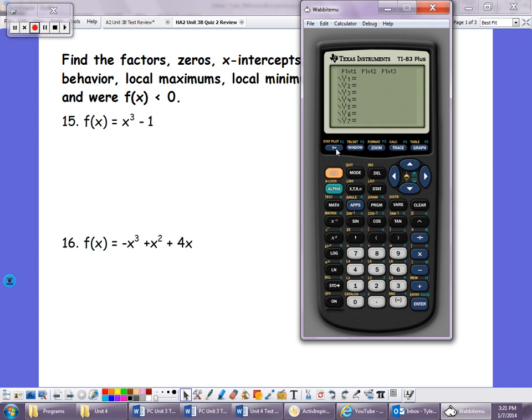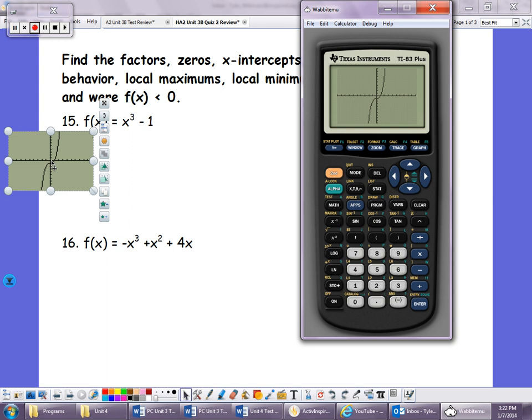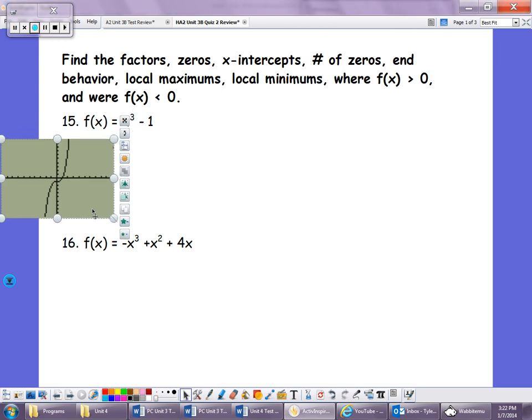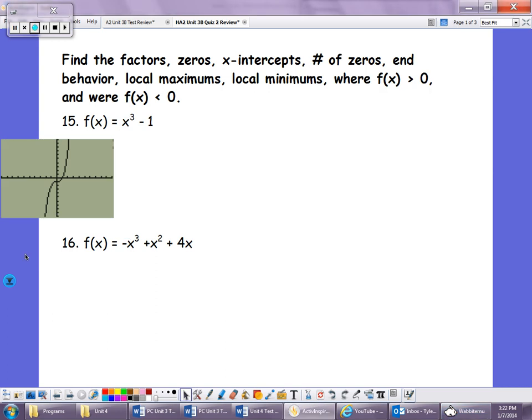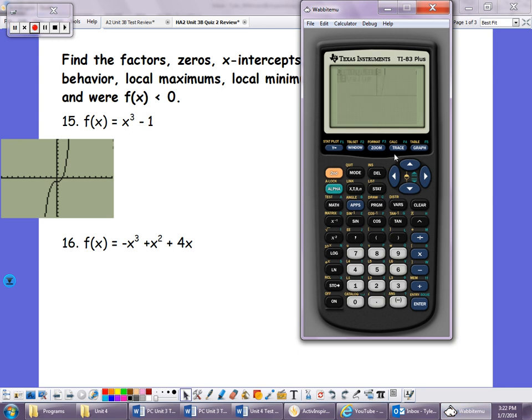So I'm going to go ahead and graph this, x cubed minus 1. I can go ahead and graph it, and I'm just going to drag and drop this over here. The first thing it asked me for were my zeros. You can find the zeros on your calculator simply by going to second trace. You're selecting number 2, zero. It says left bound, so you go a little to the left of your zero, as close as you can, and then a little to the right of your zero, then a guess, and hit enter. And you'll see that your zero is at 1.